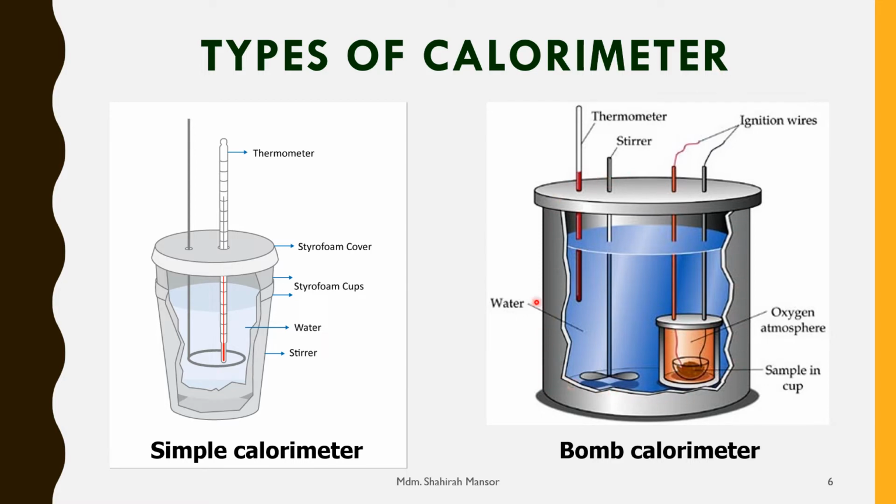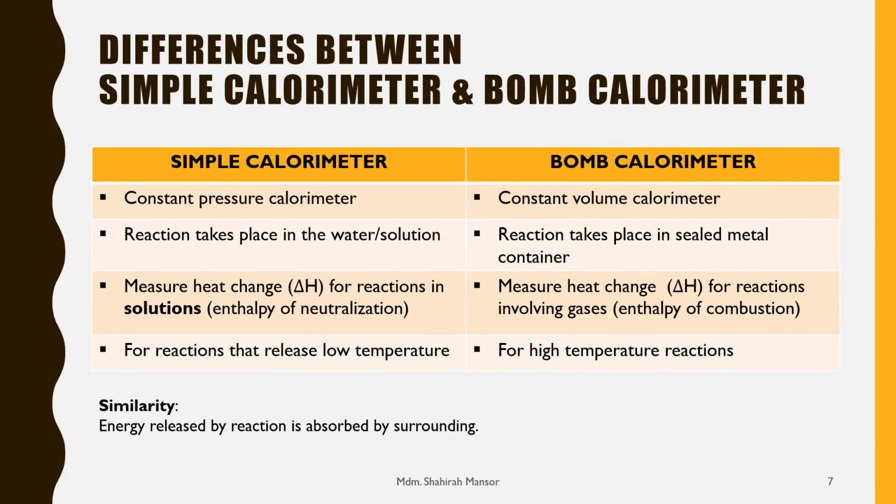Okay, so the body of the calorimeter is metal. Meanwhile, the body of the simple calorimeter is polystyrene only, or styrofoam cup. So in terms of the body, of course we can see that this one is sturdier, compared to this one. These are the differences between simple calorimeter and bomb calorimeter. So for simple calorimeter, it is also known as constant pressure calorimeter. For bomb calorimeter, it is also known as constant volume calorimeter.